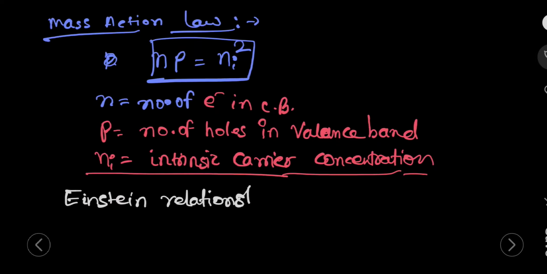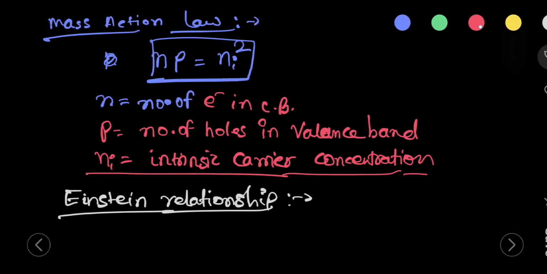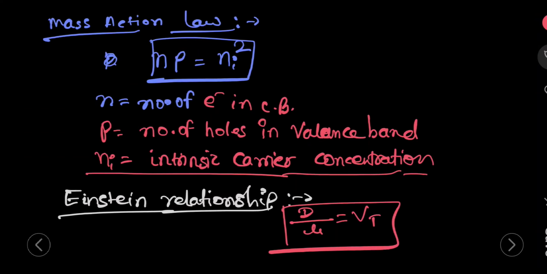This is the formulas to remember. For example, the Einstein relationship states that the mobility mu of electrons or holes and the diffusion coefficient of electrons and holes, Dn and Dp, are given by D by mu is equal to Vt. This is the Einstein relationship, in which what is the D?